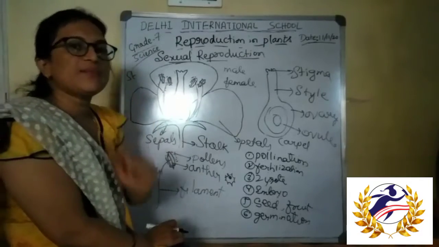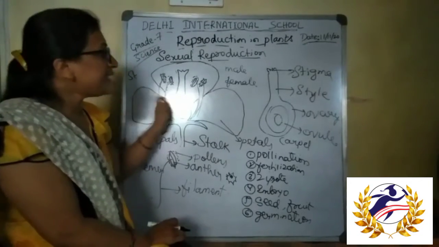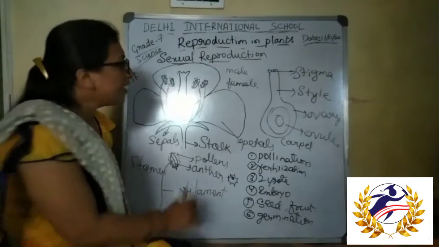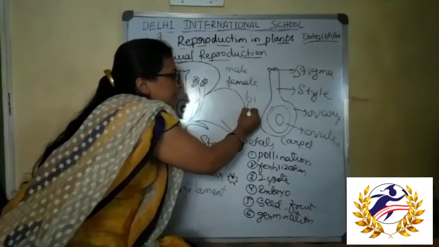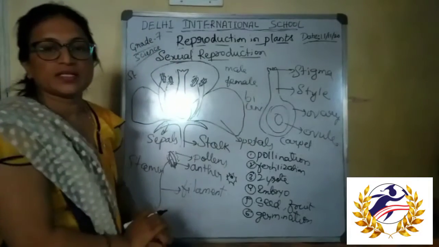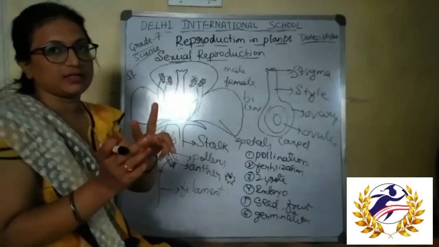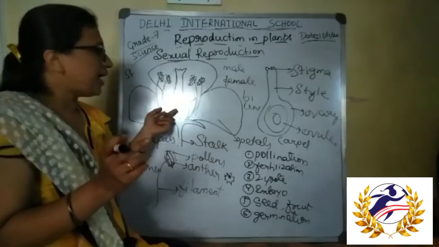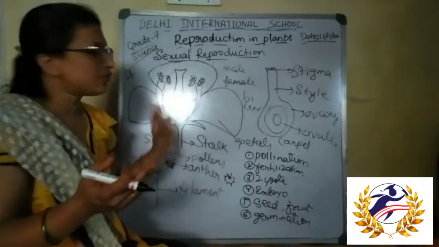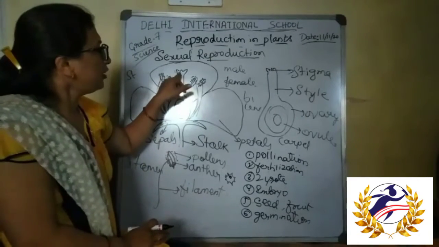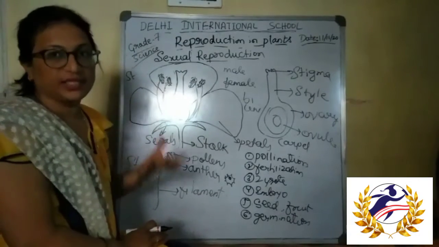Mainly there are two types of flowers: bisexual flowers and unisexual flowers. Some flowers in plants bear both the sex organs. For example, the hibiscus plant has both female and male reproductive parts in it.